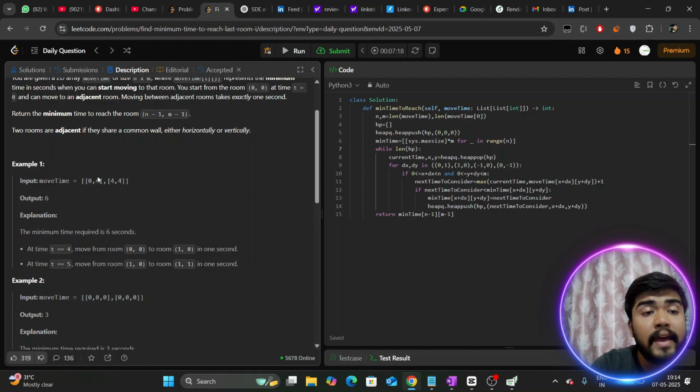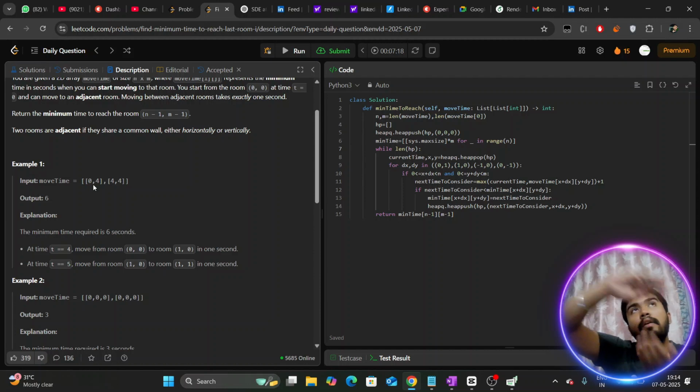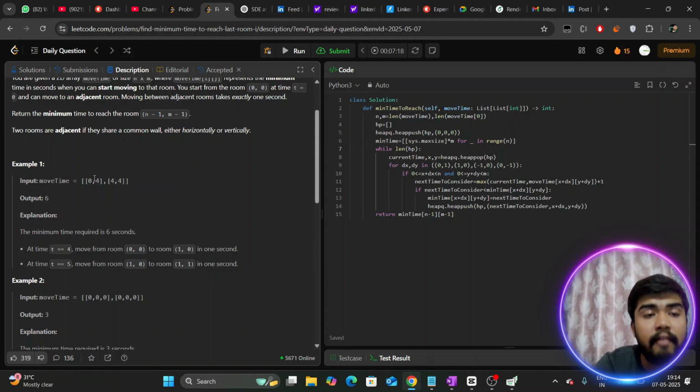How? Here you can see there are two directions. From 0 0 we can either go down or go right. On the right it has 4 and on the down also it has 4. So at t equals 4, move from room 0 0 to 1 0 in 1 second. So that is the beauty.